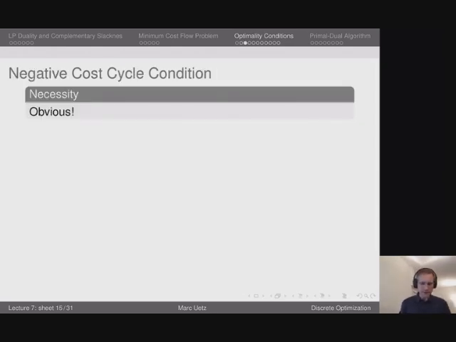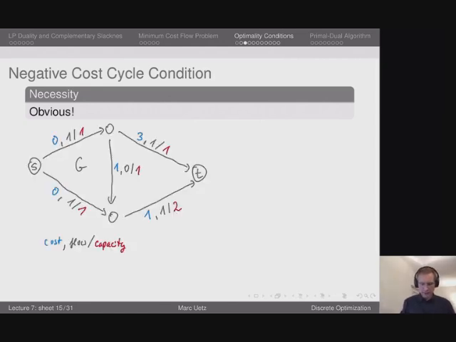As I said, the necessity should be obvious, because if I have a negative cost cycle, I could send flow along that. Let's nevertheless look at a small example to see how that works. So here in this example, we have in blue the costs, and here that would be the flow and the capacity. A flow of 1 unit, and the capacity of the edge is also 1. So we have a flow of 1 unit along this path, and we have a flow of 1 unit along that path.